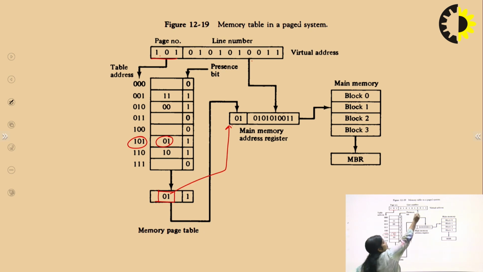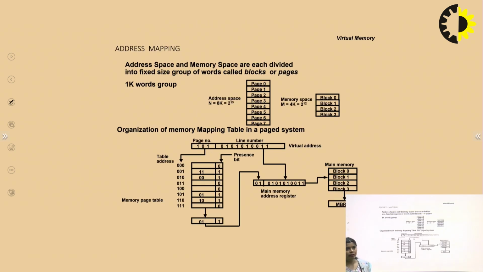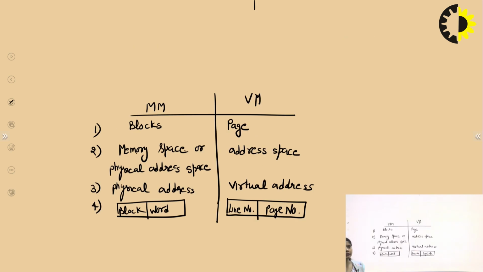And this line number goes directly to the word bit in the main memory buffer register. Next, block 1 goes to the MBR. This is the simple memory table in a page system. You can see the memory page table is complete with this.